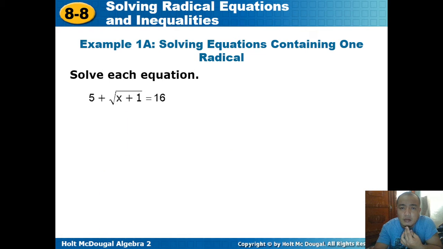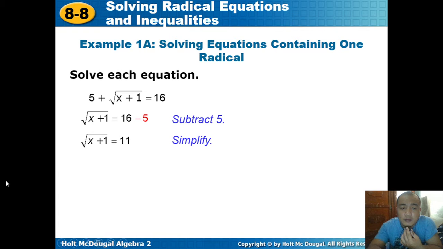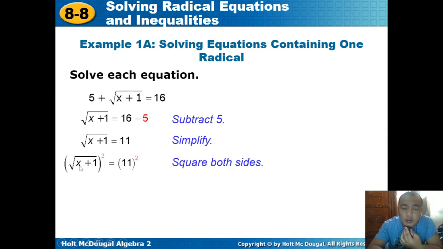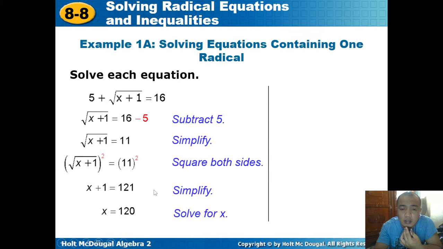Okay, sample 1a. Solving equations containing one radical. Okay, let's solve 5 plus square root of x plus 1 equals 16. First step, subtract 5 or transpose 5. 16 minus 5 is 11. Then from here, square root of x plus 1 equals 11. Square both sides. Cancel 2 in the index 2. So x plus 1 equals 121. Then transpose 1. 121 minus 1 is 120. So this is now the answer.